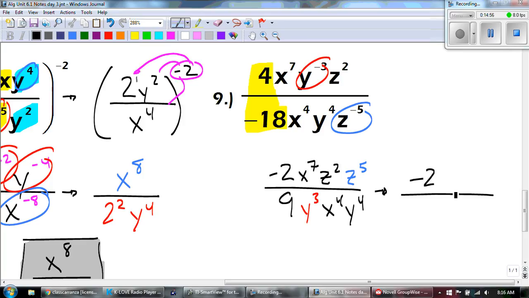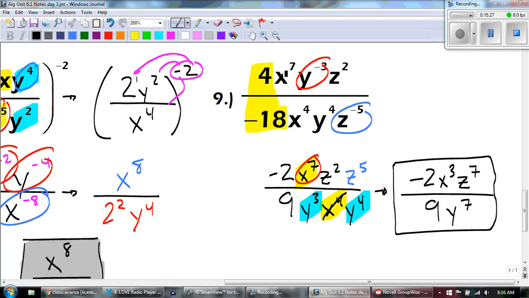The -2 stays up there. Looking at my x's, the top wins, and the top wins by 3. And then we have z to the 7th power. On the bottom we have the 9. My x's cancel, and then I have y to the 3rd and y to the 4th, which is y to the 7th. And that is it. Congratulations, we are done.